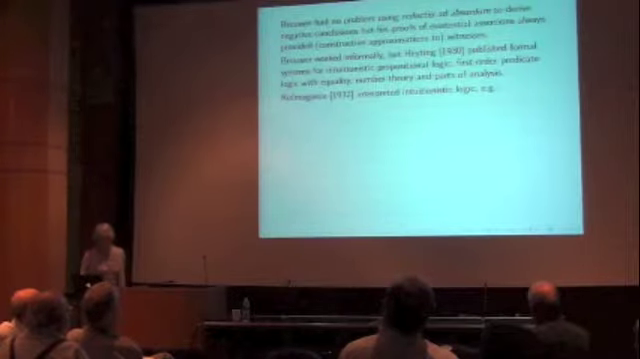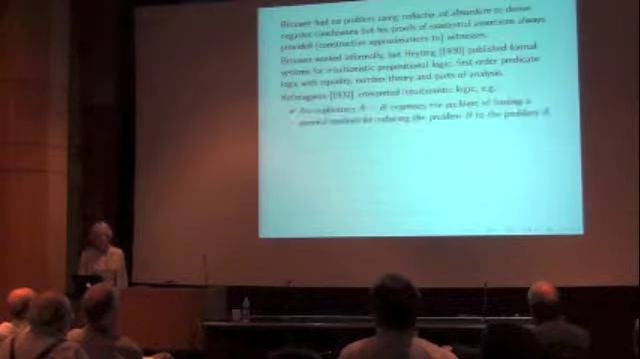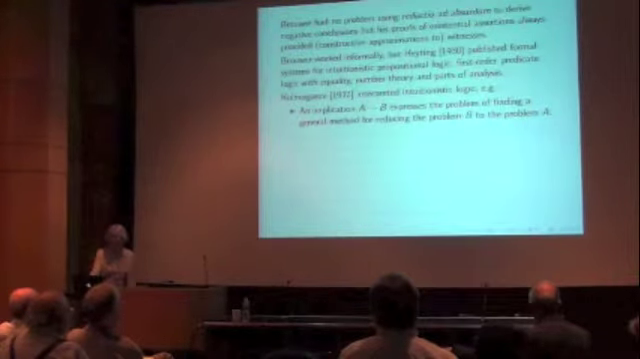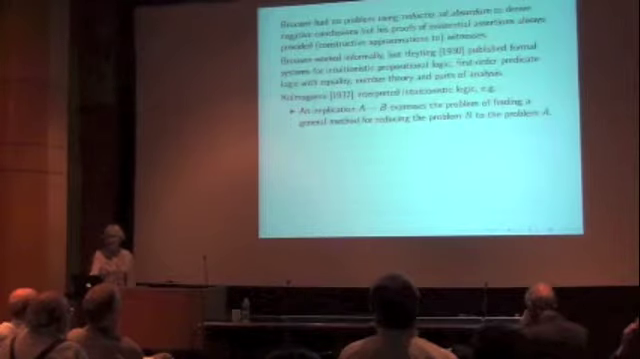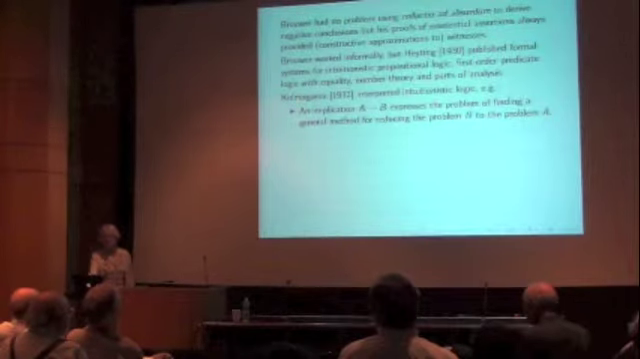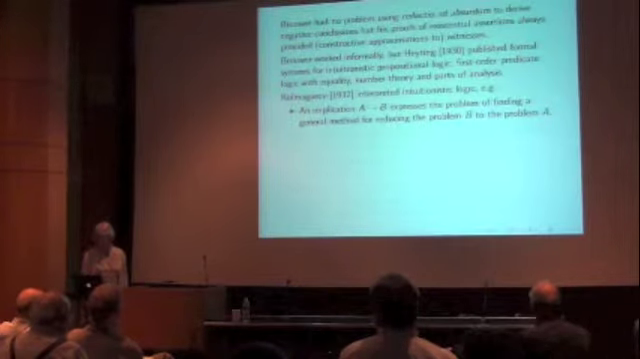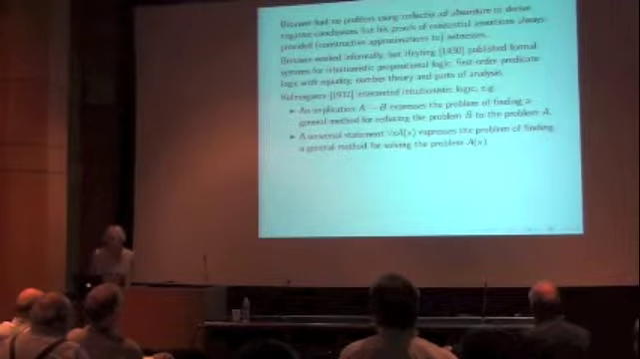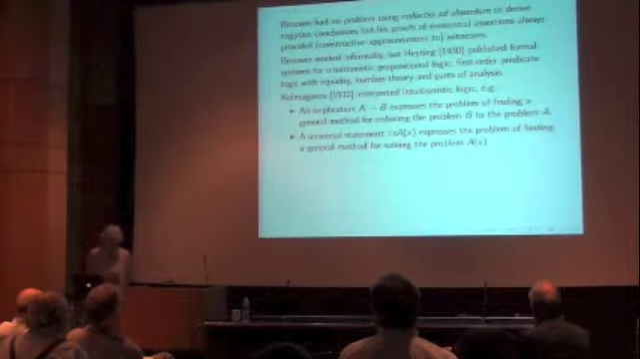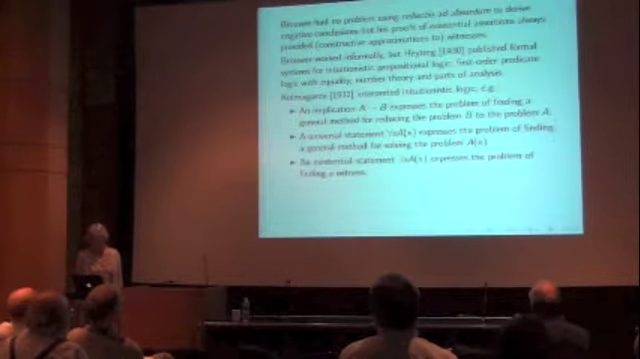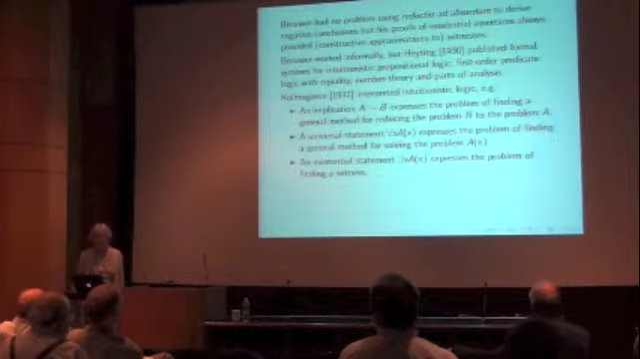Kolmogorov, in 1932, gave an interpretation of intuitionistic logic in terms of problems. So this resonates with what we've heard before. An implication expresses a problem of finding a general method for reducing the problem expressed by the conclusion to the problem expressed by the hypothesis. The universal statement expresses a problem of finding a general method for solving the problem. And an existential statement expresses a problem of finding a witness.